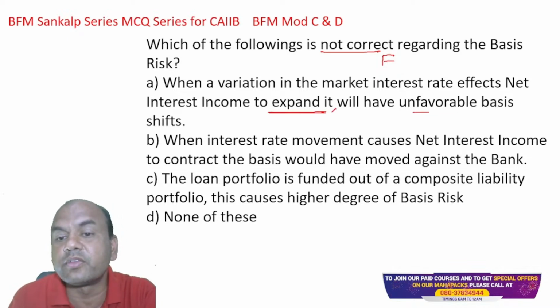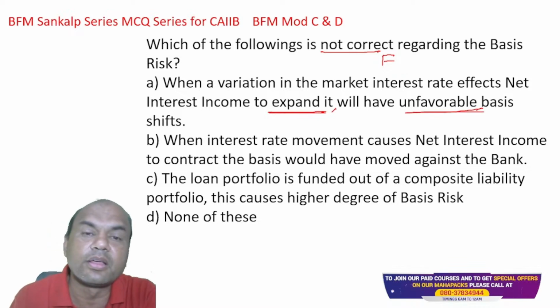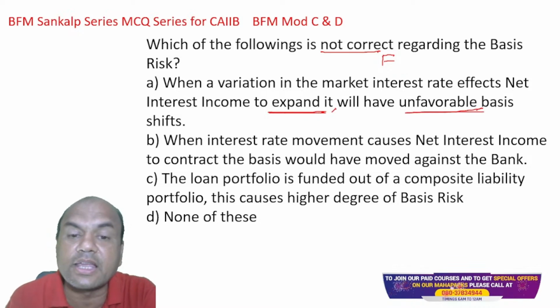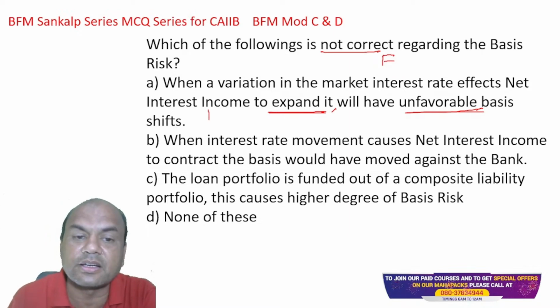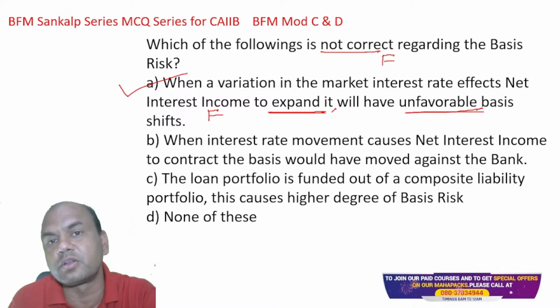So net interest income is expanded, so it will be unfavorable. Expanded means what? My net interest income is increased. So if it is increased, then is it unfavorable for me? So that is false, obviously, isn't it? So this is gone. So A is the only answer. Don't even look at B and C because all of these is not the option. So A is the only answer.